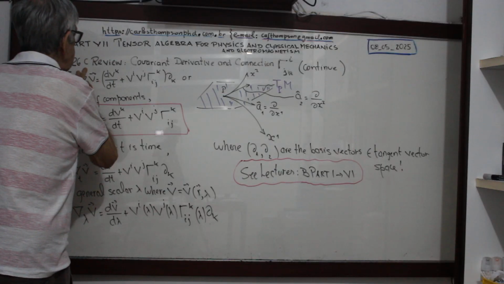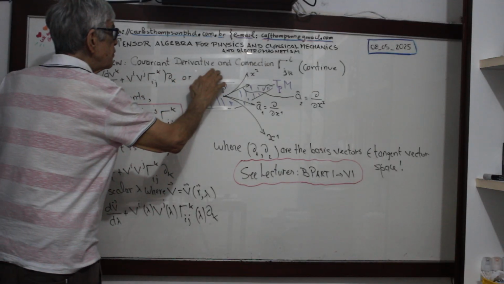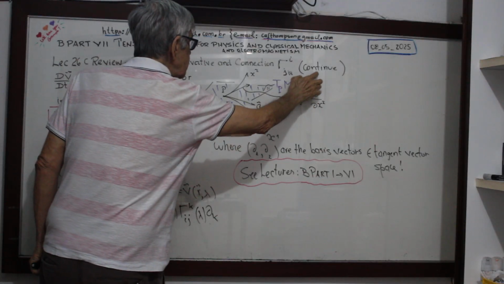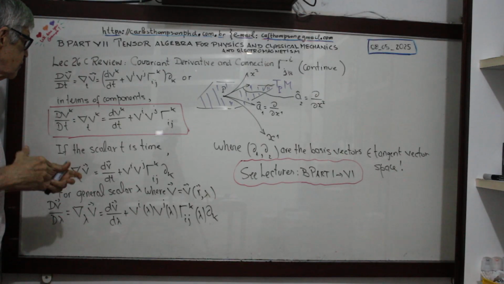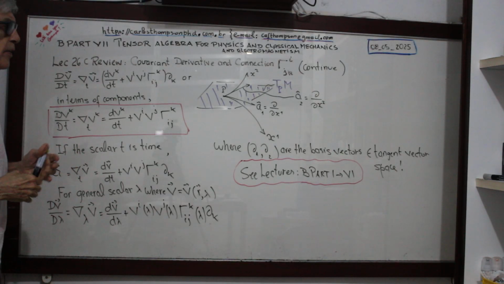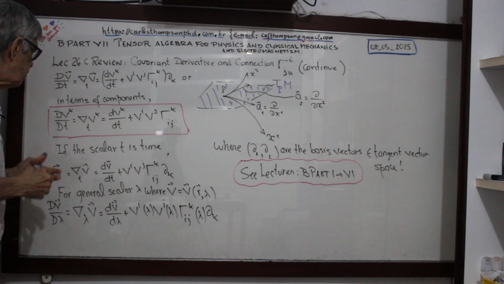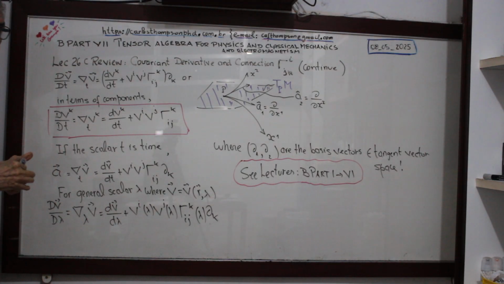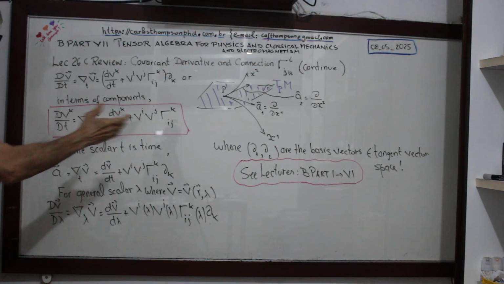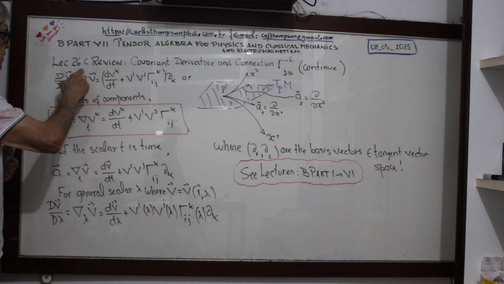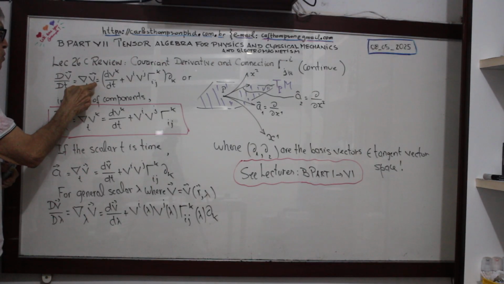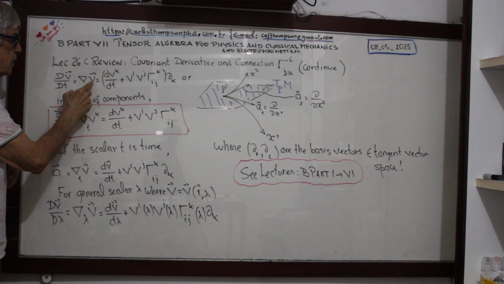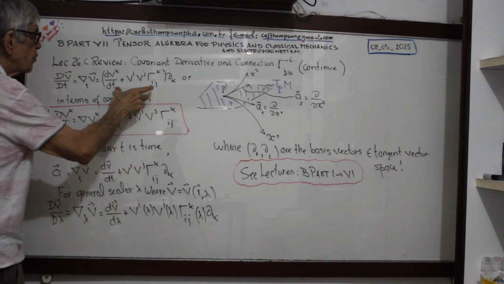Lecture 26C: review of the covariant derivative and connection. Continue. You see, this is in the final. This is a few important considerations about the covariant derivative of vector v with respect to a scalar t or lambda. I copied this from 26B, dv/dt. This is also a symbol of the covariant derivative with respect to t of vector v. I just copy from there.